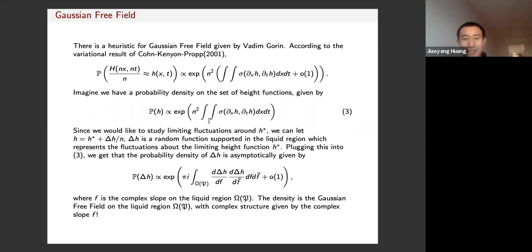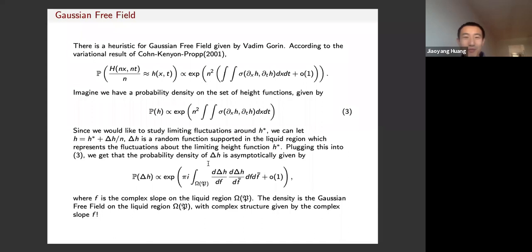Because h star is the maximizer, the zeroth order term and the first order term, when you plug in and do the Taylor expansion, they all disappear. So the only thing left, the leading term, will be the second order term. And then you will have 1 over n squared cancelling with this n squared. After some algebra, you get this density of delta h. You get p of delta h proportional to e to the pi i times the integral of d delta h df, d delta h df bar, and df bar. This is exactly the density for the Gaussian free field in the last slides.